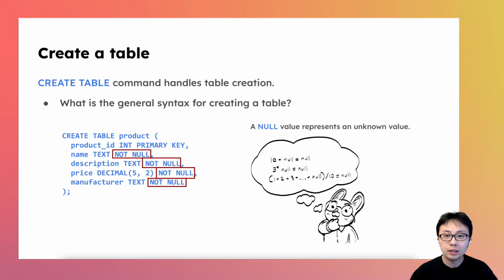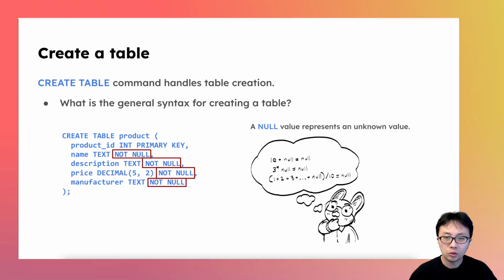Allowing null values for columns may lead to SQL having unexpected behaviors. For example, when you try to add 10 and a null value, you will end up with a null value. The sum of an unknown value and a 10 is still unknown. When you do calculations on null values, the results may all end up as null.